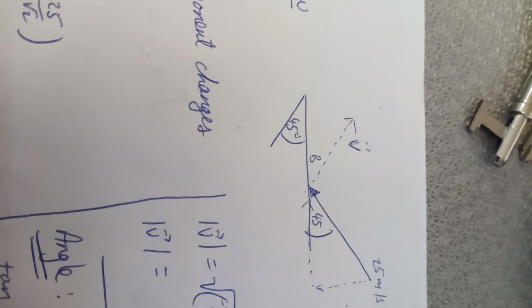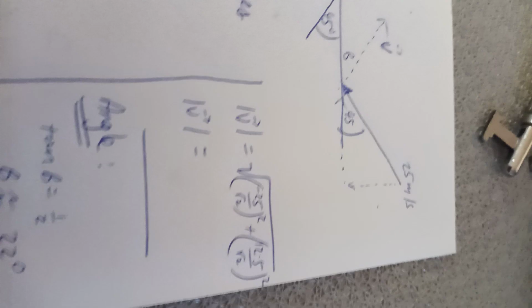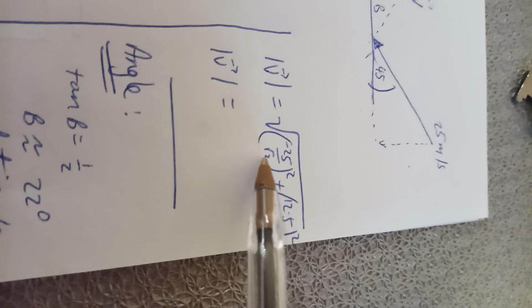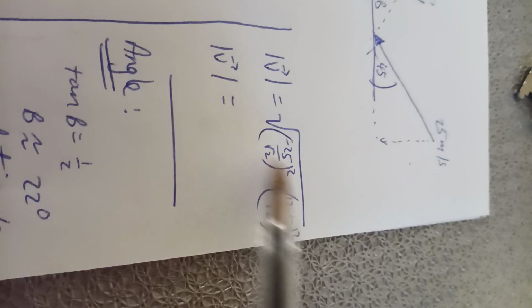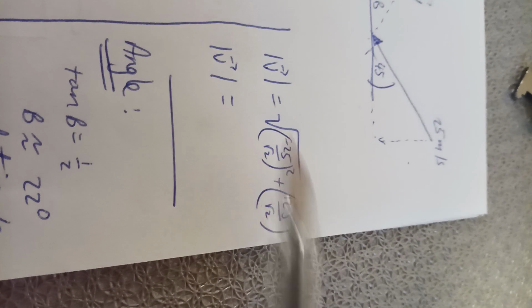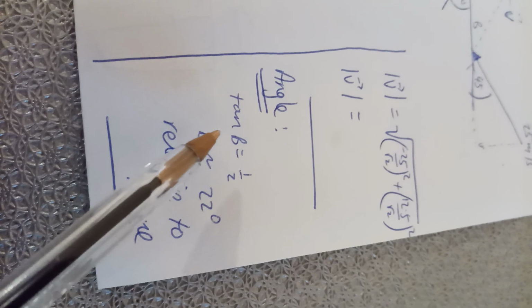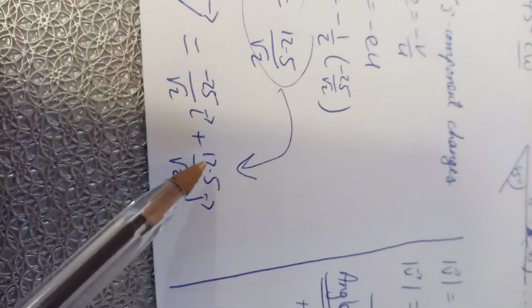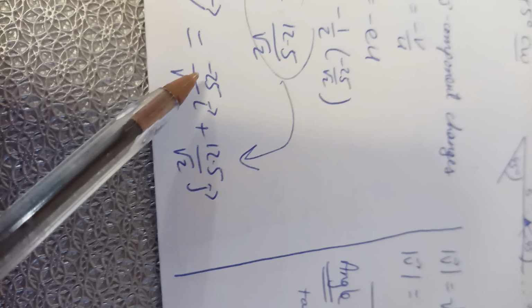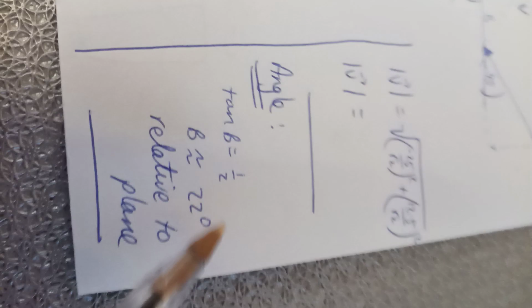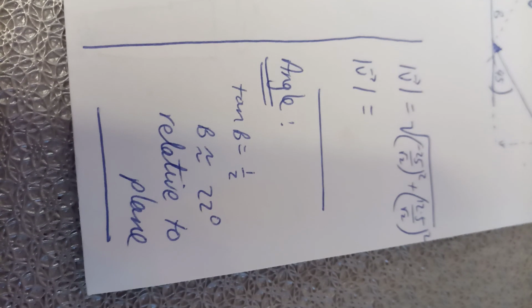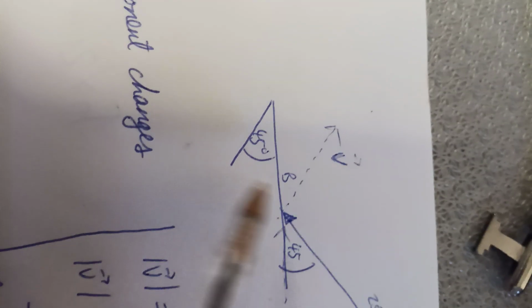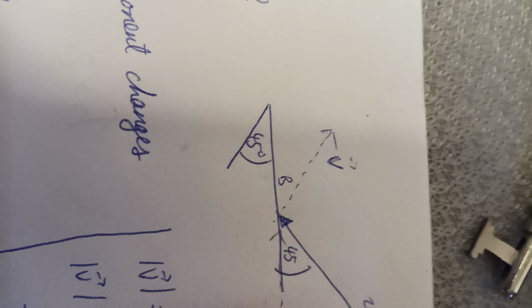That's that velocity vector there. Now what we need to do is get the magnitude of it. It's just the number in front of the i component squared, plus the number in front of the j component squared, under the square root. And the angle then is the inverse tan of the j over the i. It's 12.5 over root 2 divided by 25 over root 2, which is just a half. And the angle works out around 22 degrees relative to the plane.